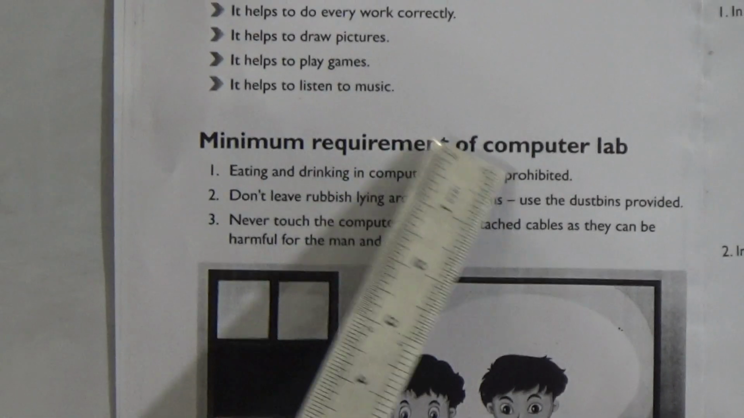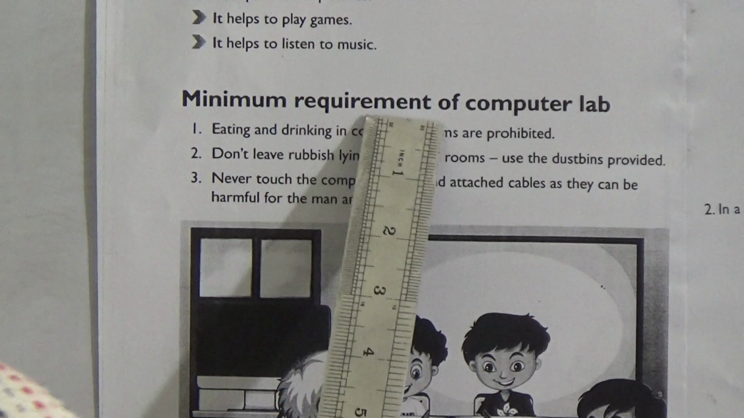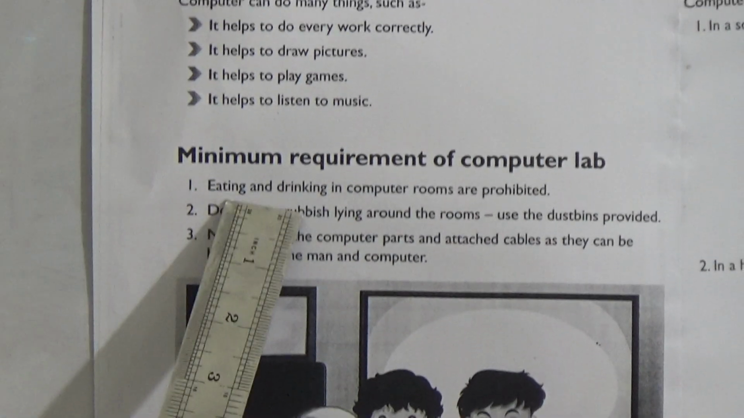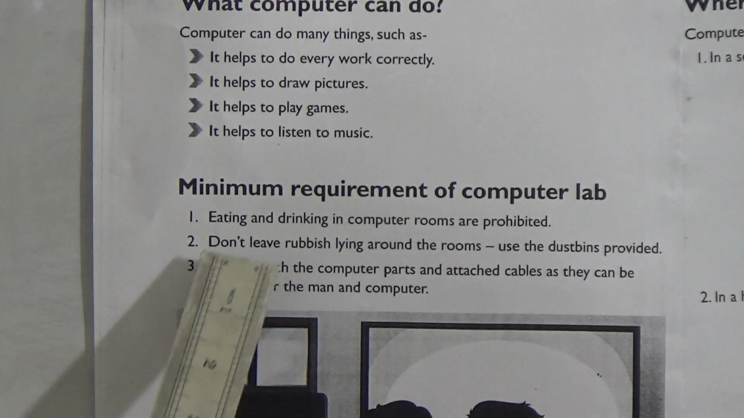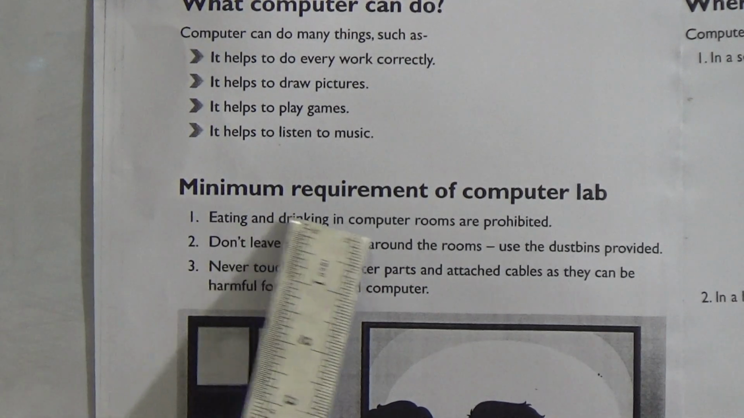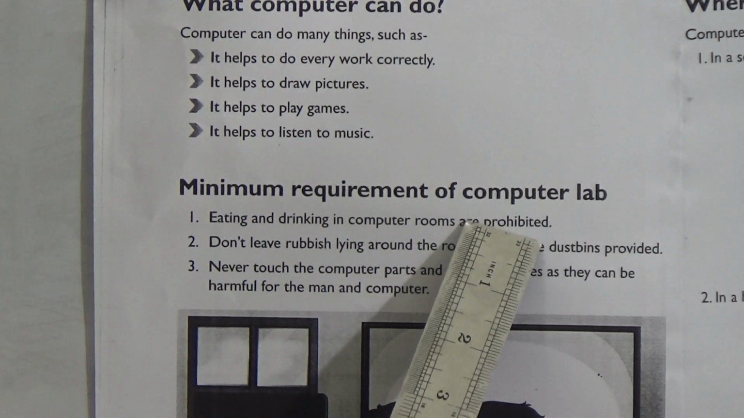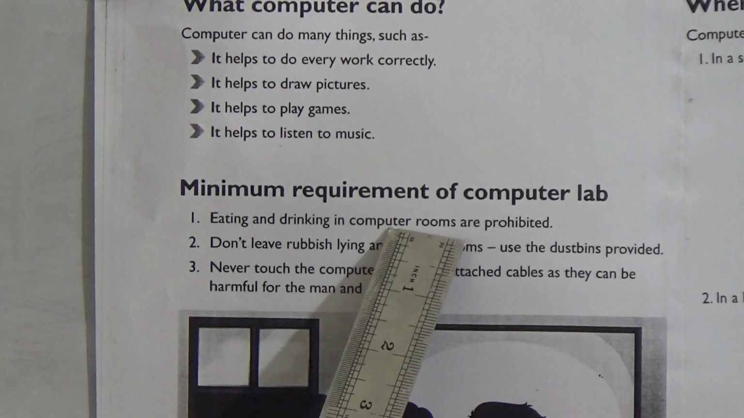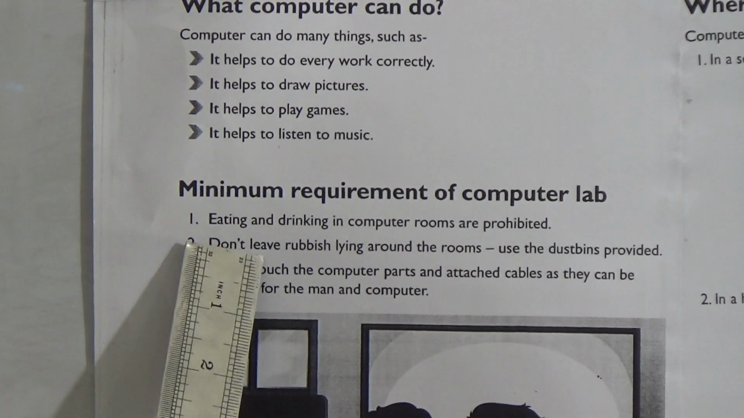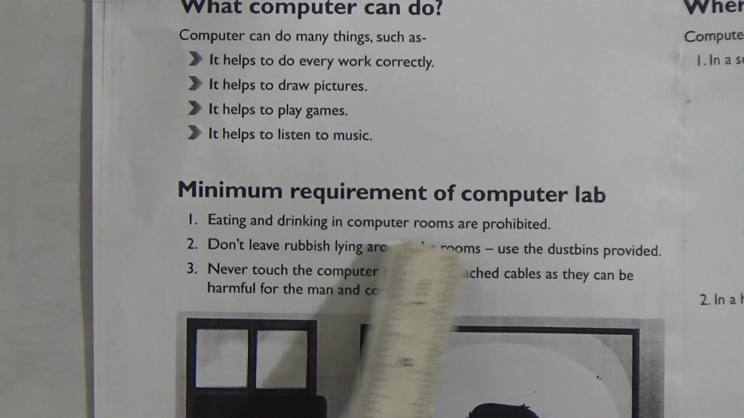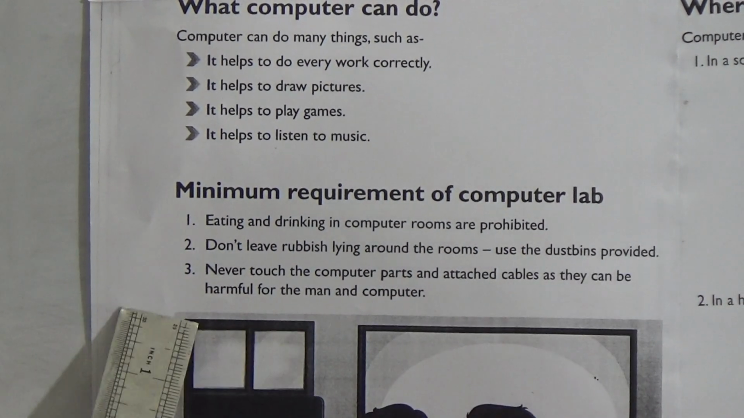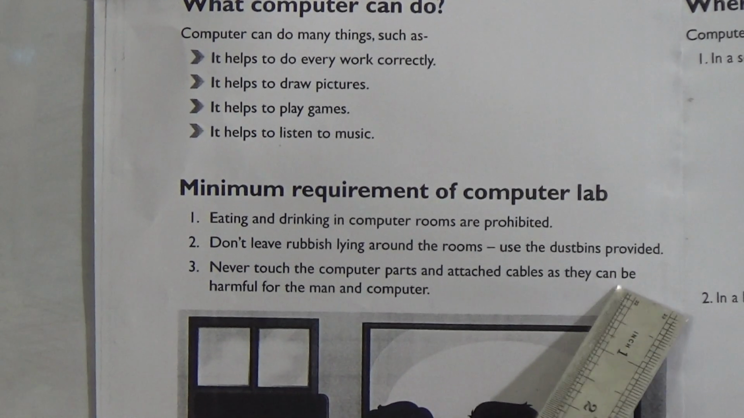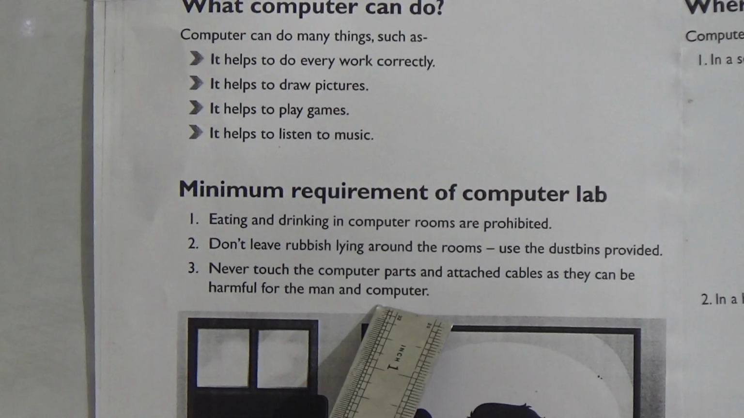Then minimum requirement of computer lab. What are the requirements? There are some requirements of computer lab. Number 1, eating and drinking in computer rooms are prohibited. Prohibited, that means you cannot eat and drink in the computer lab. Number 2, don't leave rubbish lying around the rooms. Use the dustbins provided. Number 3, never touch the computer parts and attached cables as they can be harmful for the man and the computer.